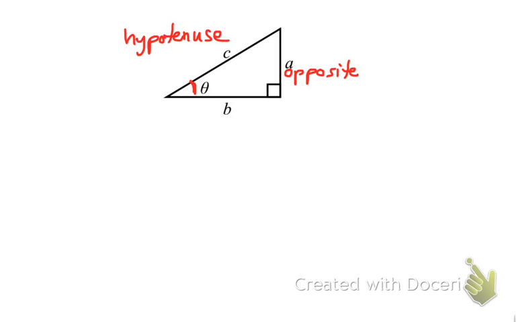So in our triangle, side A is our opposite side. And leg B forms our angle theta with the hypotenuse. You can see how B and the hypotenuse C come together to form angle theta. So the side that forms the angle is called the adjacent side.